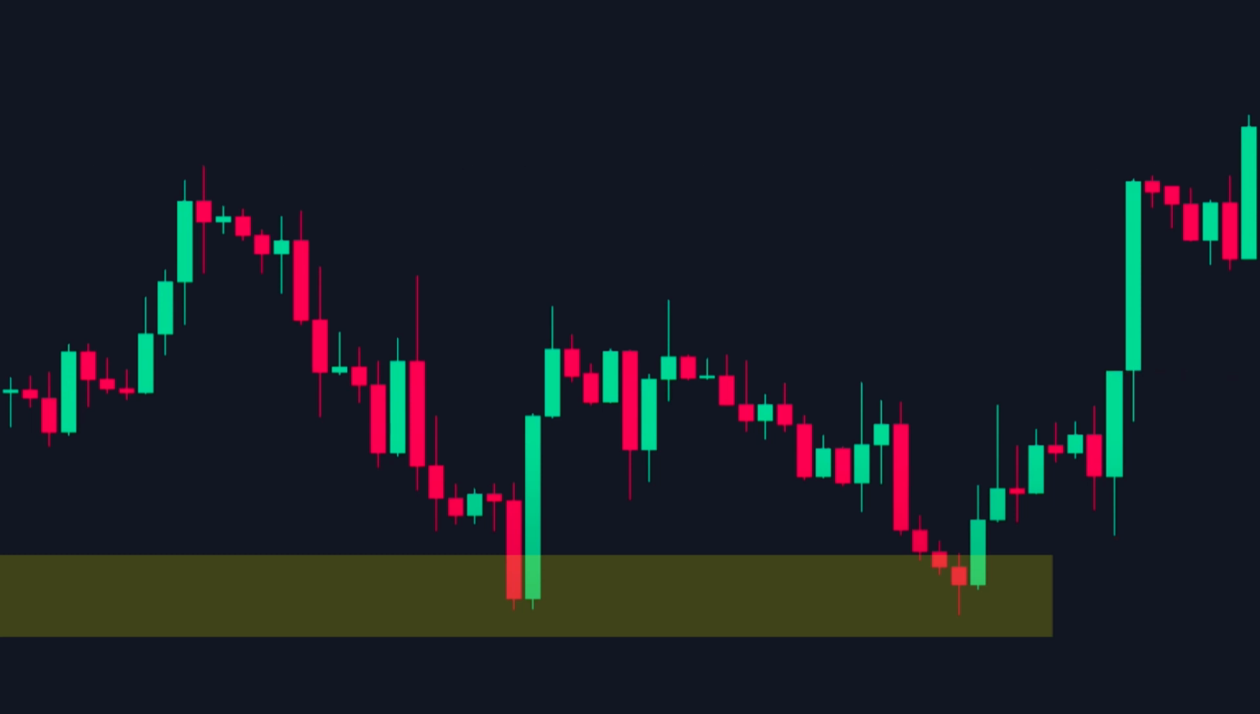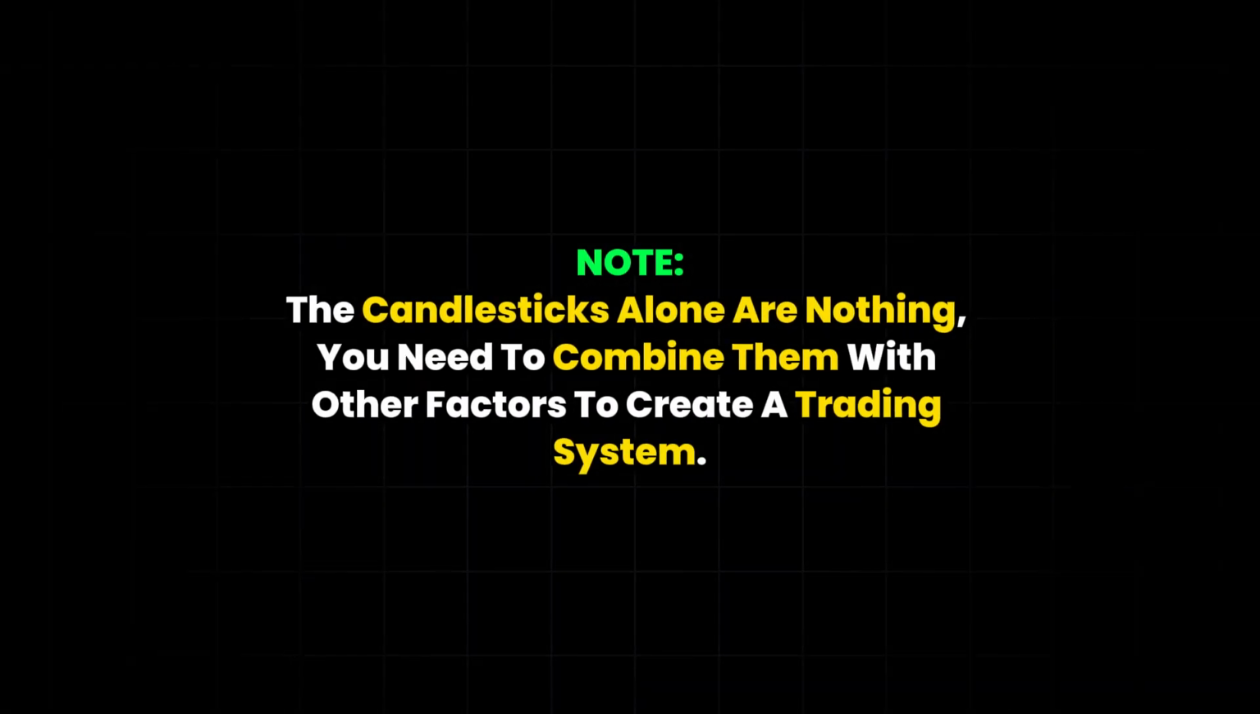I hope you found value from this video and now know how to use these candlesticks for your trading. Again, the candlesticks alone are nothing. You need to combine them with other factors to create a system.